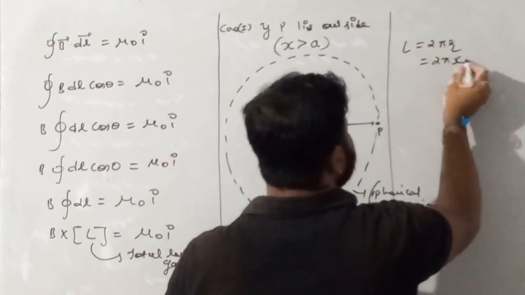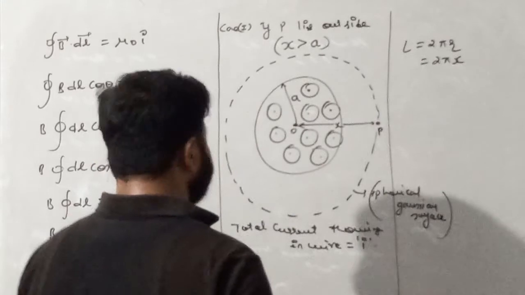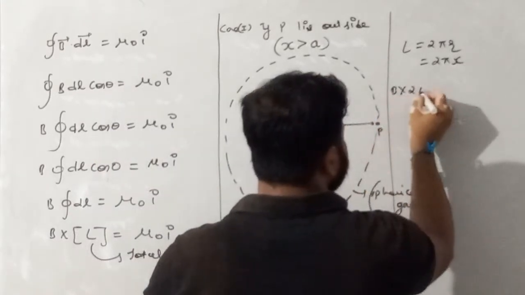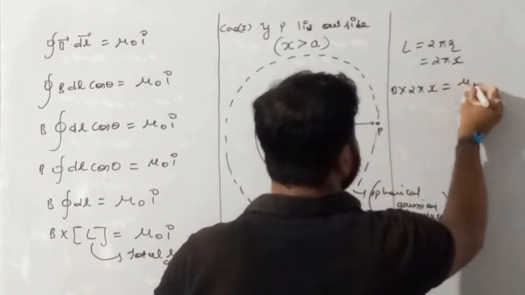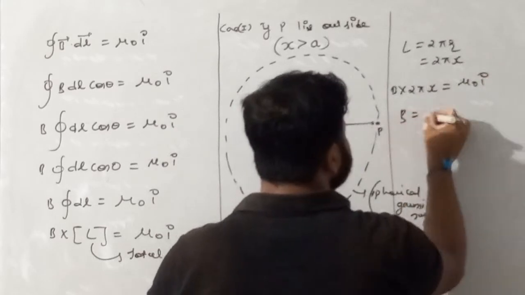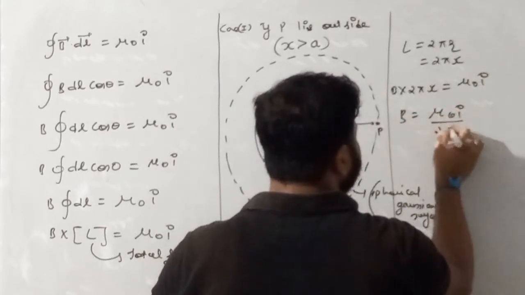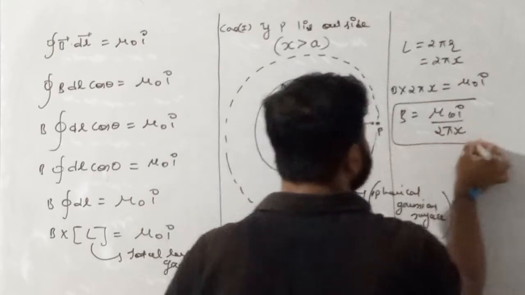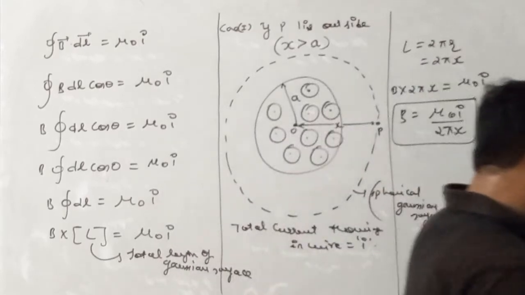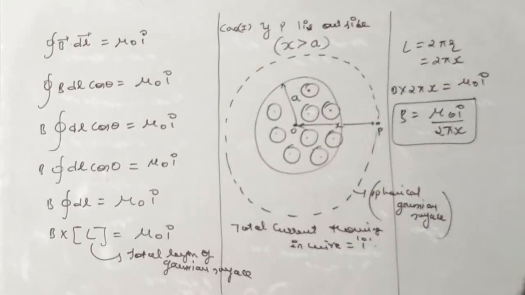The radius is x, so the circumference is 2 pi x. So B into 2 pi x must be equal to mu naught I. So B becomes equal to mu naught I upon 2 pi x. This is the value of the magnetic field due to a current carrying thick wire if point P lies outside the wire.